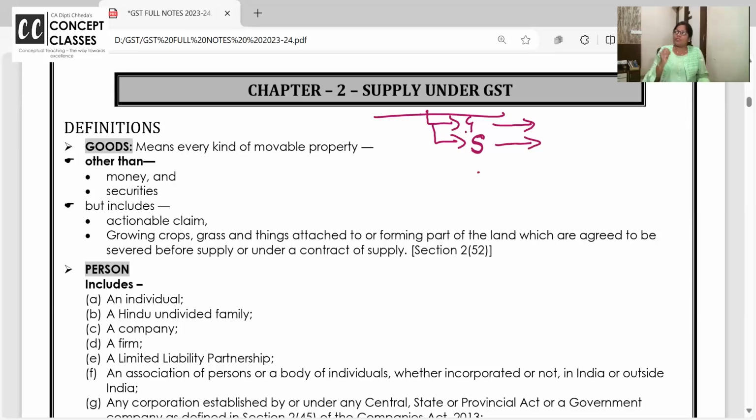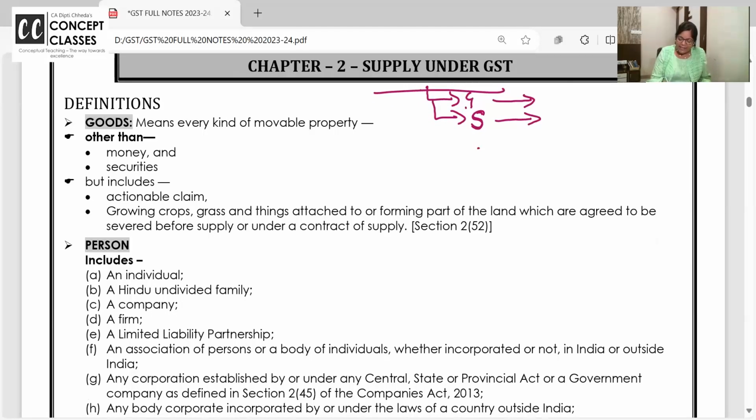So let us see what is the definition of goods. Goods means any kind of movable property. I want a lot of scribbling in the definition that will make our work very easy when we dive into those chapters. बहुत सारा चीजें लिखो. See, all these definitions are borrowed from the Sale of Goods Act and CGST Act.